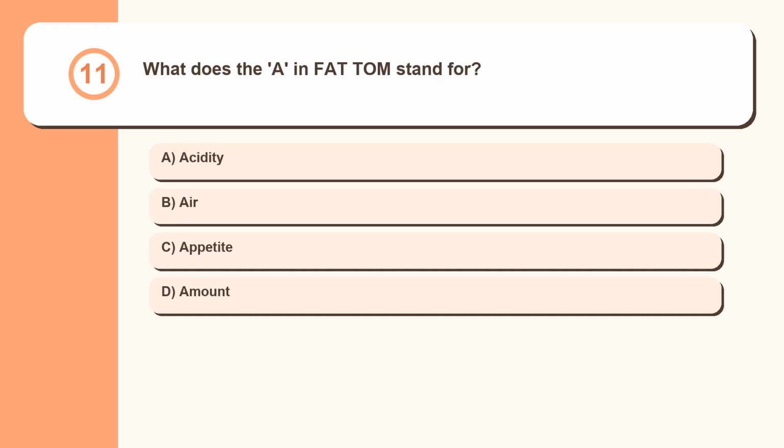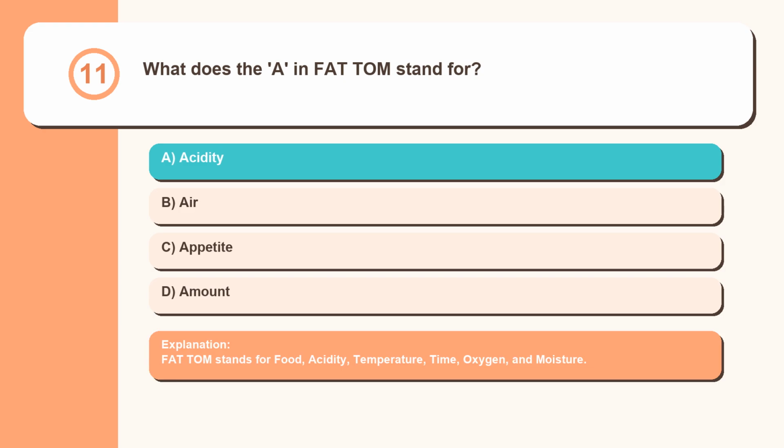Question 11. What does the T in FAT TOM stand for? Acidity, air, appetite, or amount. FAT TOM stands for food, acidity, temperature, time, oxygen, and moisture.